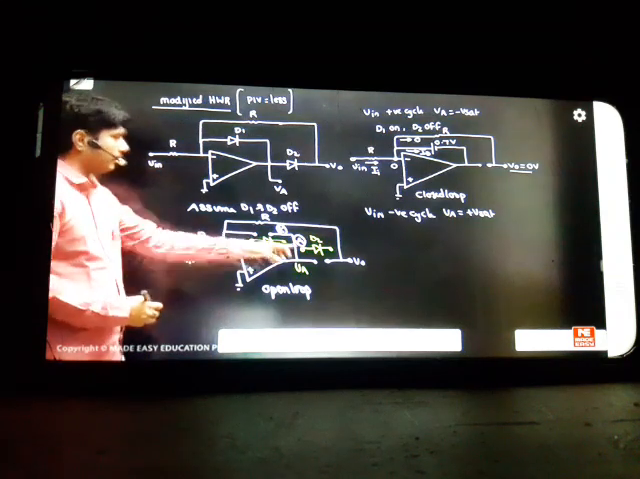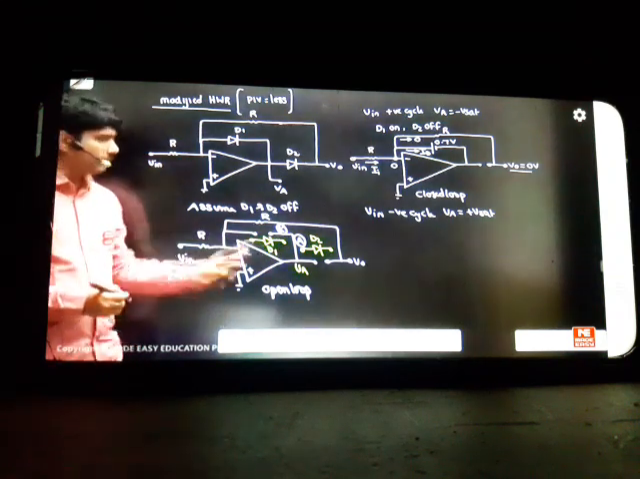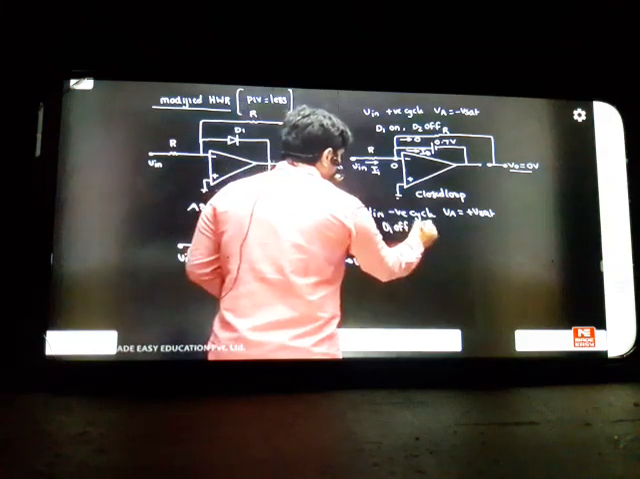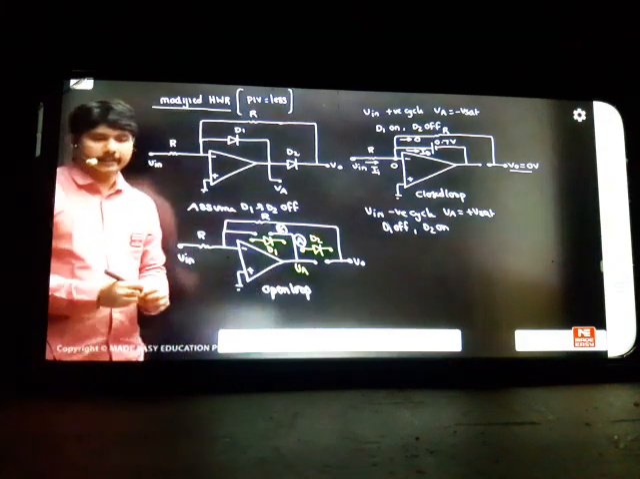So positive is connected to D2. This will become forward bias now. Positive is connected to cathode. That will become reverse bias. So opposite. So D1 will get off now, and D2 will get on. Situation became opposite. Okay. And D1 is off, but D2 is on.